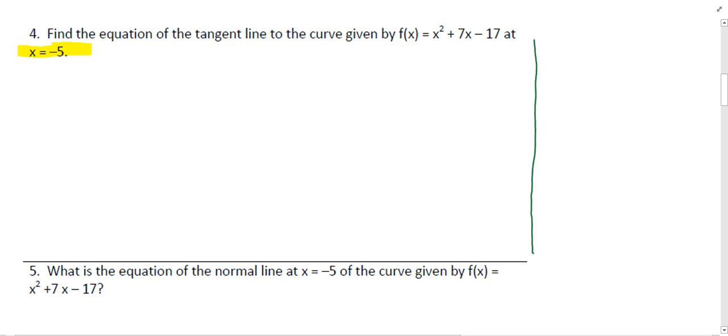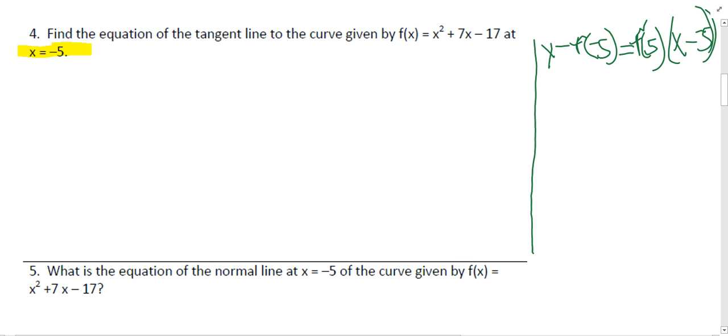First thing to notice is that we're going to need y minus what? F of -5. That's my y value. And since we're looking for the tangent line, we're going to need to know the derivative at -5. That's our slope. And x minus a -5, which is just x plus 5.